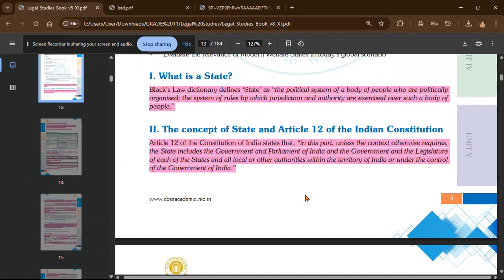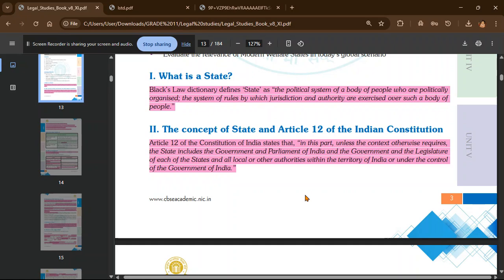So Black Law Dictionary is basically a standardized legal book that is accepted all around the globe, and whenever in the court or in any legal matters they have to refer to definitions, usually they refer to Black Law Dictionary. So in our textbook also they have written the Black Law Dictionary's definition. That's what we'll be studying. In this book there will be two definitions from Black Law Dictionary. One is what is state, and second will be what is government.